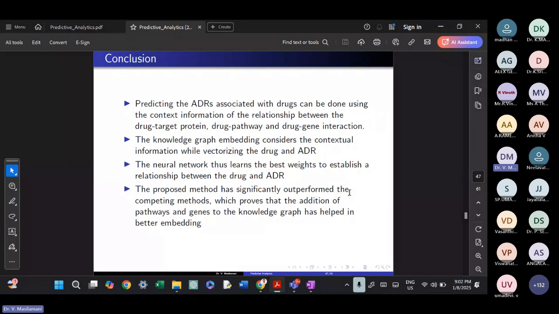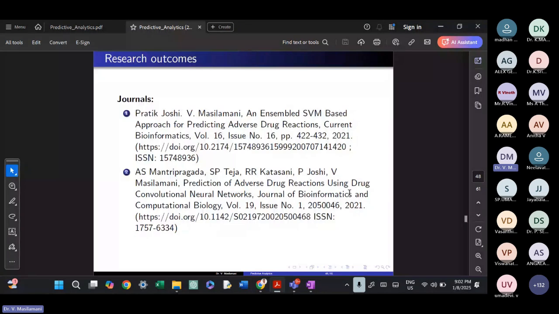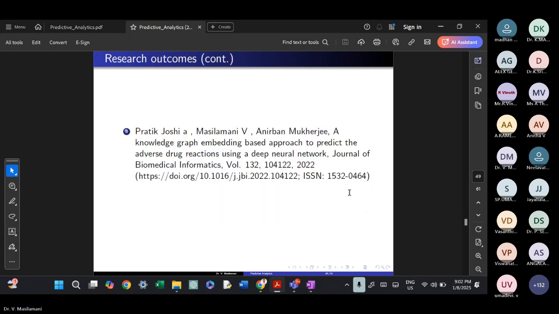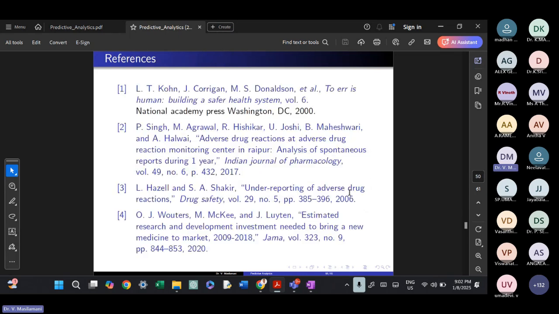If you look at the first model, the additional information was not used. In the second method, the additional information was used. Because of that, we got better accuracy, precision, recall, and AUROC score. Each one of these methods was published in one journal, and these are all the references.